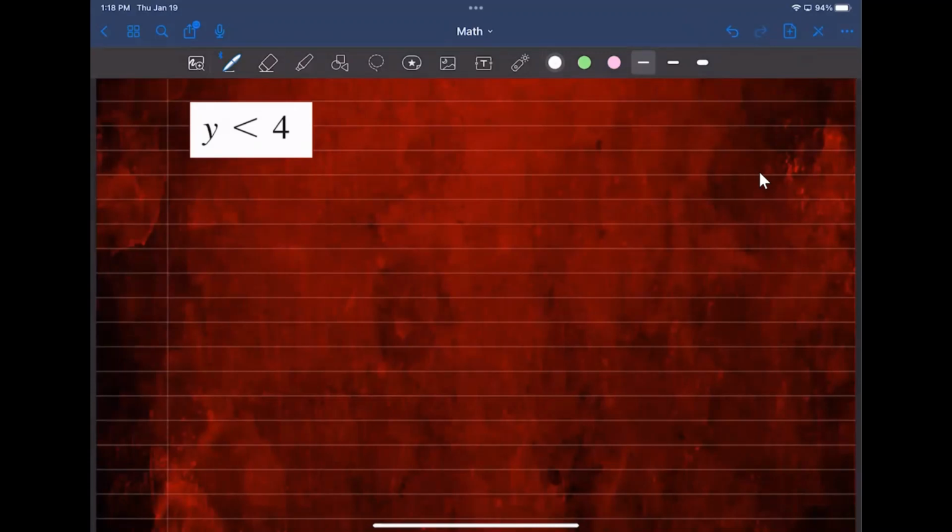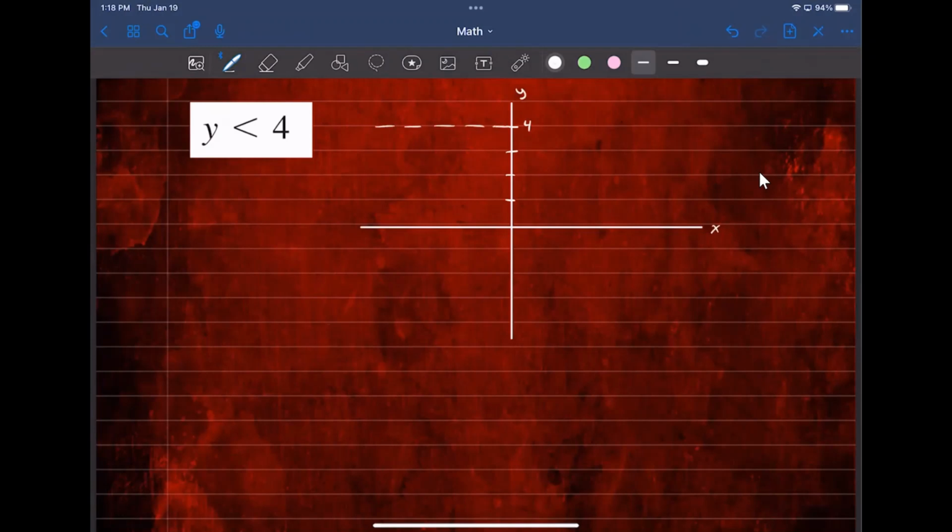For y is less than 4, so you're looking at y values less than 4, not equal to 4. So it has to be a dotted line at 4. So draw your x and y axis again. Here's the plane. So 4, let's suppose this is 1, 2, 3, 4. That's 4 along the y-axis, this is x and this is y. And then we're going to draw a dotted line at 4, like this. So that is the horizontal dotted line y at 4. It's a dotted line because the inequality doesn't have an equal sign in it.